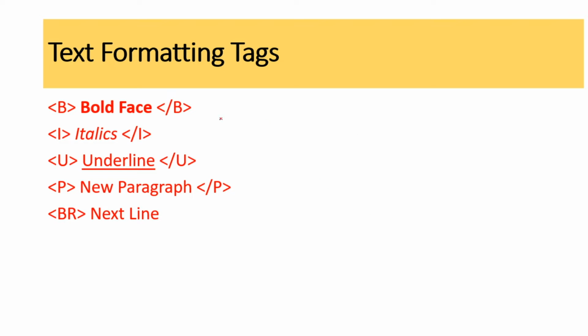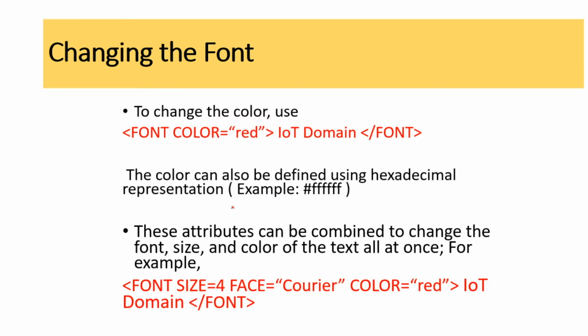If you want to bold the content, we have B. To make it italic, we have I. For underline, we have U. For a new paragraph, we have P. And for a line break, we have BR. Then if you want to change the font, to change the color of the font, we have the syntax font followed by color equal to whatever color we would like to give, we can give it here. And this is the text.